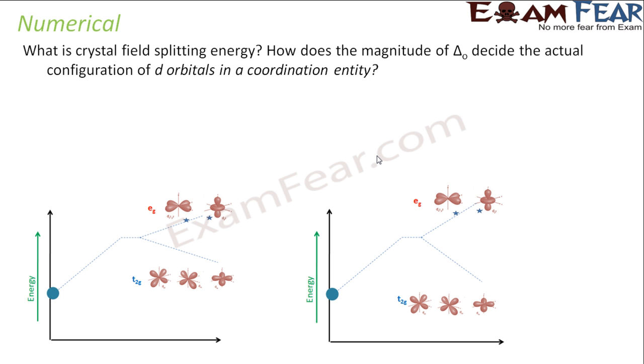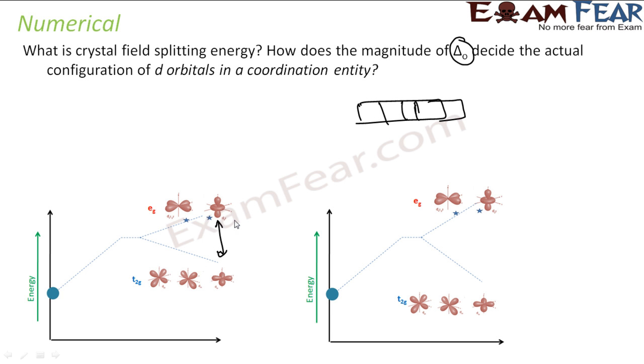What is crystal field splitting energy? How does the magnitude of delta naught decide the actual configuration of d orbital in a coordination entity? See, crystal field splitting energy is nothing but the energy between these two d orbitals, right? So typically we have degenerate d orbitals. All these 5 d orbitals are at the same energy level in absence of any ligands or electric field, right? So in the presence of ligands or electric field, these orbitals break into various parts depending on if it is octahedral or tetrahedral. This is the example I am taking for octahedral.